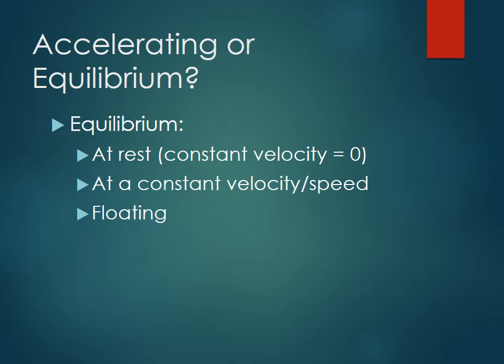If it says the object is at rest, remember that is a constant velocity, your speed is just zero. If it specifically says at a constant velocity, or it says something's moving with a constant speed and it's not changing direction, remember that's the same thing as a constant velocity. So that also means the net force is zero. Constant velocity means no acceleration.